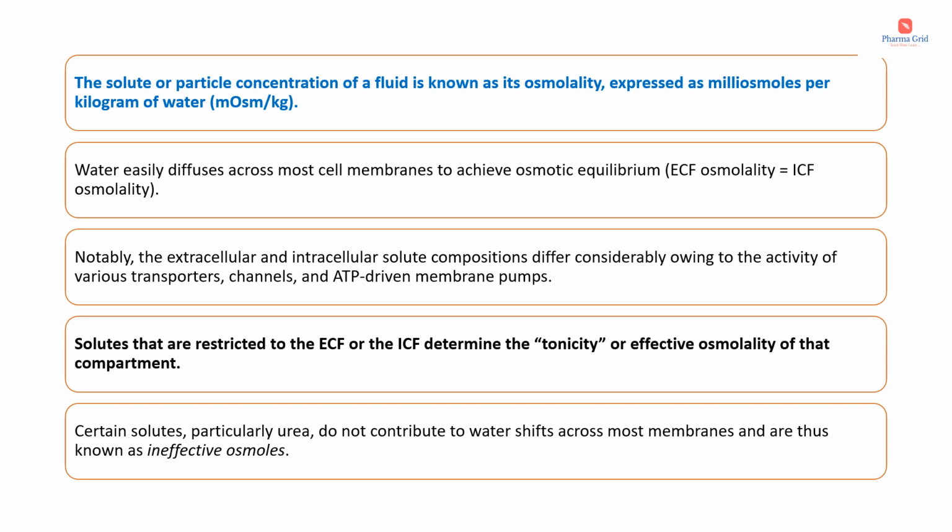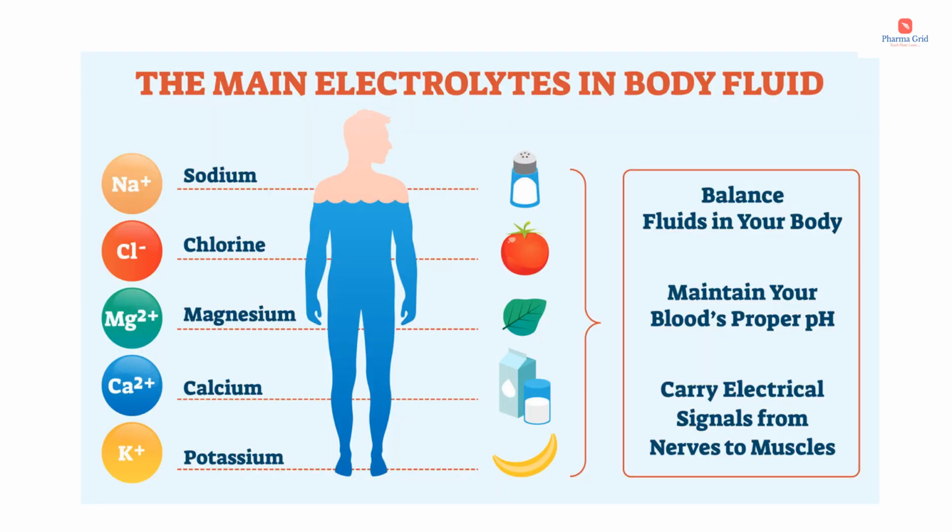Notably, the extracellular and intracellular solute compositions differ considerably owing to the activity of various transporters, channels, and ATP-driven membrane pumps. Solutes that are restricted to the extracellular fluid or the intracellular fluid determine the tonicity or effective osmolality of that compartment. Okay, so solutes are very important in maintaining the tonicity or the effective osmolality of the particular compartment. Certain solutes, particularly urea, do not contribute to water shifts across most membranes and are thus known as ineffective osmoles. And these are the main electrolytes in the body fluid, which include sodium, chlorine, magnesium, calcium, and potassium.